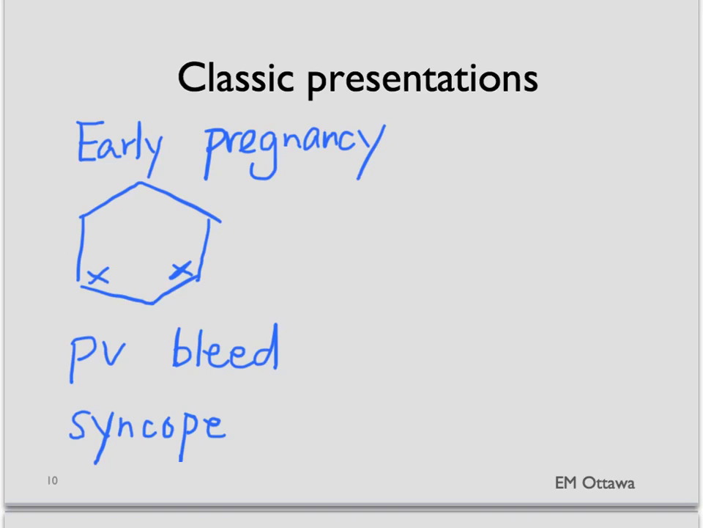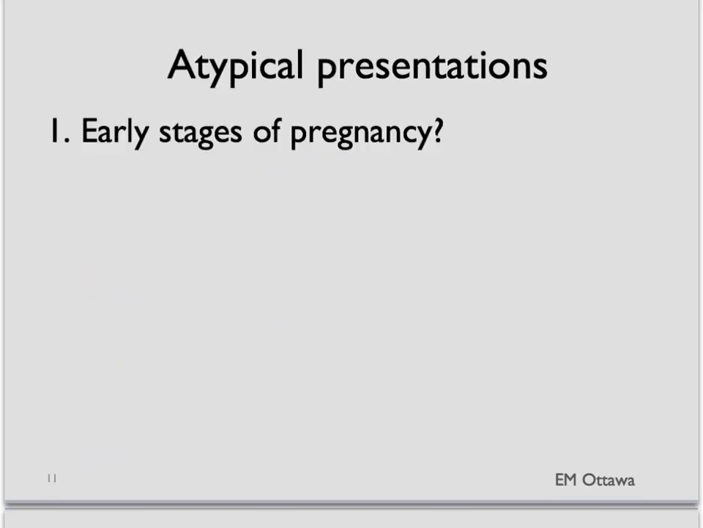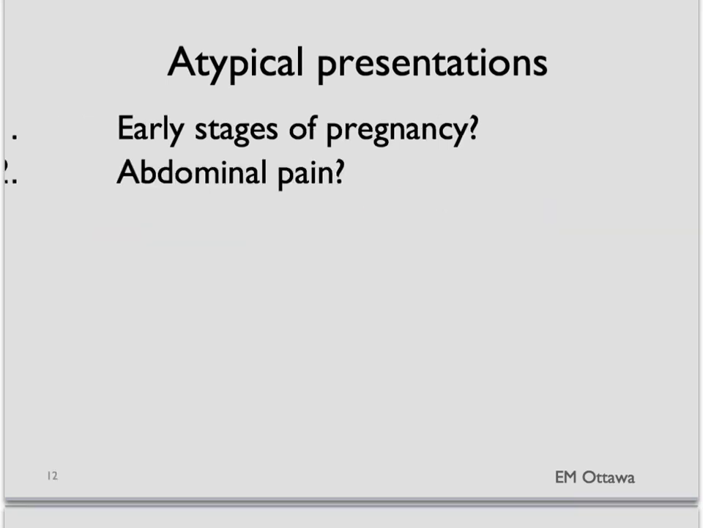However, some patients can be tricky. As you know, patients don't often present the classic way. This is how they might differ from the textbook description. First, early stages of pregnancy. Often patients may not know that they're pregnant. The fact that their menses was or is on time does not rule out an early pregnancy. You definitely want to do a pregnancy test to confirm.